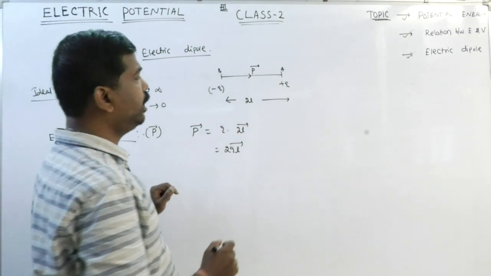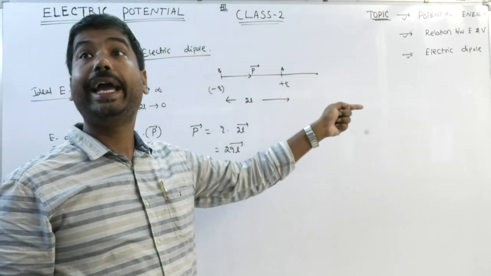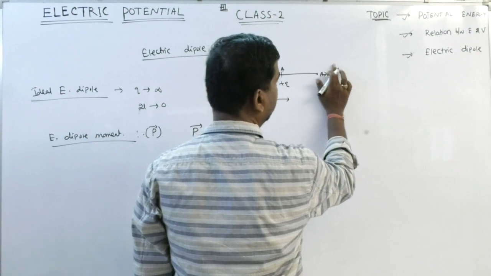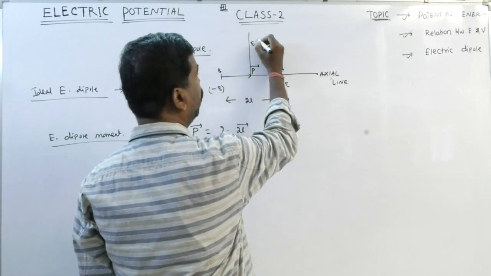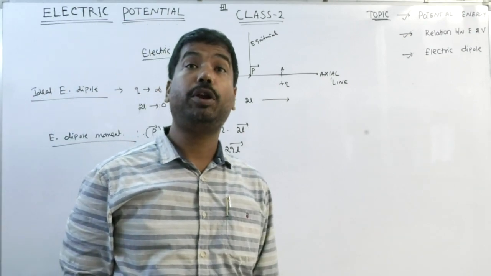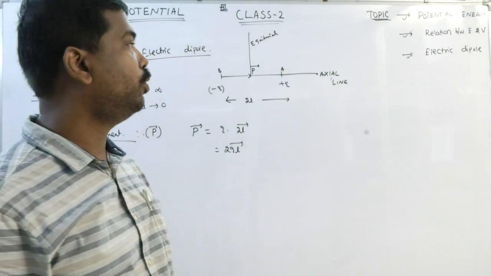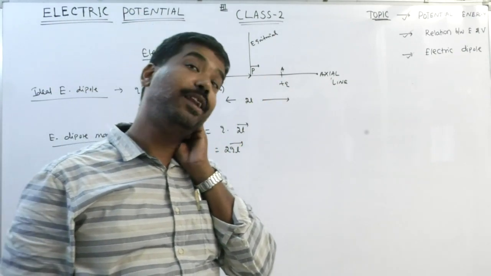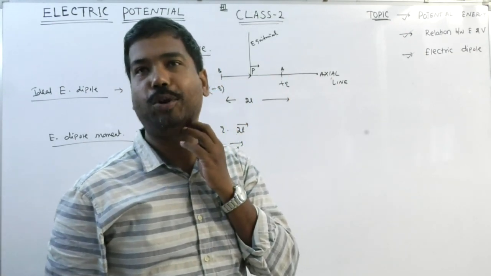Now, the line that passes through the two charges of the dipole is called the axial line, while this line is called the equatorial line. It means the line that passes through the center of the dipole and perpendicular to the dipole length is called the equatorial line. Now we are going to discuss the electric potential at any point, and from there we can easily find the electric potential on the axial line as well as the equatorial line. Okay, let's see.